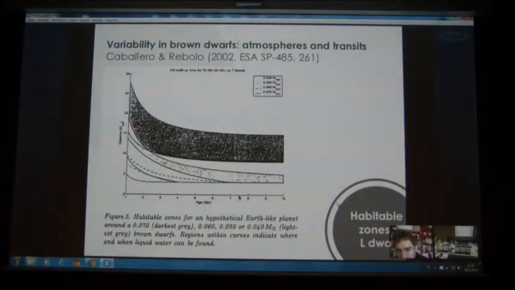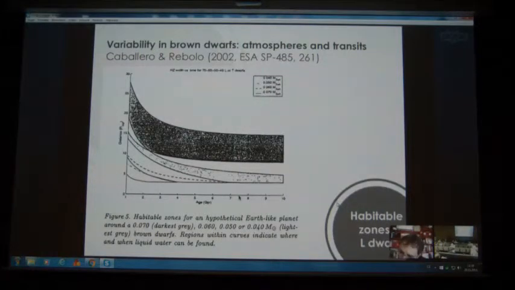At the beginning of my thesis, the first thing that we wanted to do was searching for transits of planetary Earth-like planets around L-dwarfs, around brown dwarfs. And then we studied the habitability of these planets around brown dwarfs, and how they could be detected by transit.